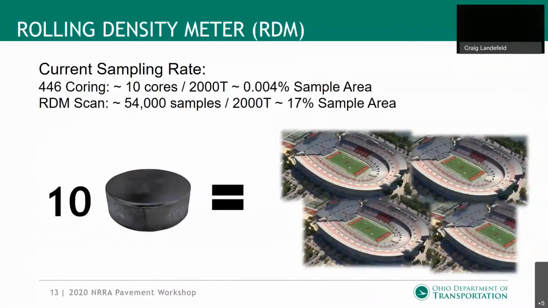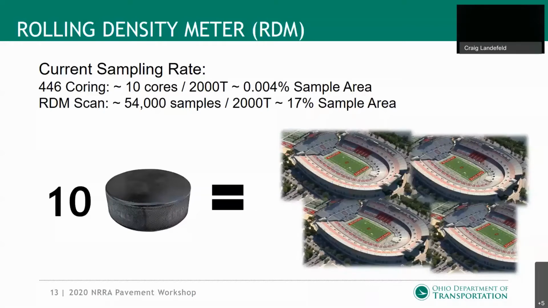If you look at some of our current sampling rates in the state of Ohio, our standard 446 specification requires 10 cores per day. It's how Ohio accepts our asphalt pavement with density. So 10 cores would represent roughly 2,000 tons of material. If you work that through, that's a sample rate of about 0.004%. So a very small area sampled to area placed that day. This basically works out to about 10 hockey pucks per almost 4 football fields of area.